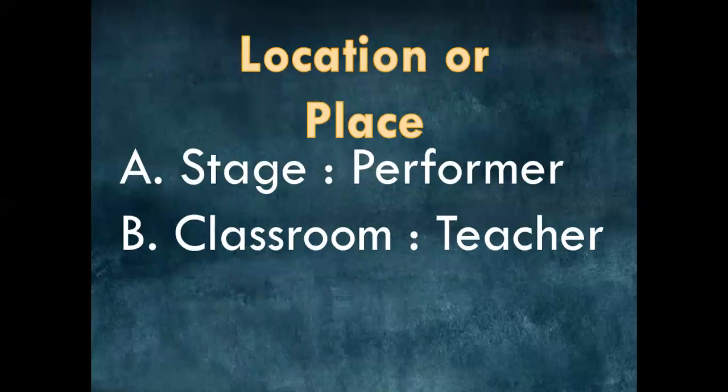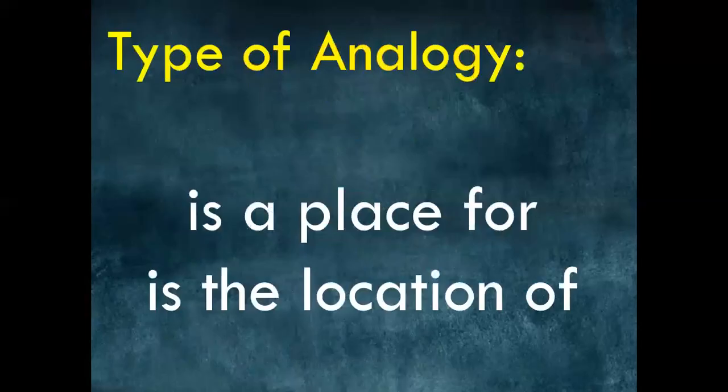Now, how about this one? Stage is to performer. Classroom is to teacher. This type of analogy would give us that a stage is a location for performer and a classroom is a location for teachers. So that's another type of verbal analogy, is a place for or is the location of.